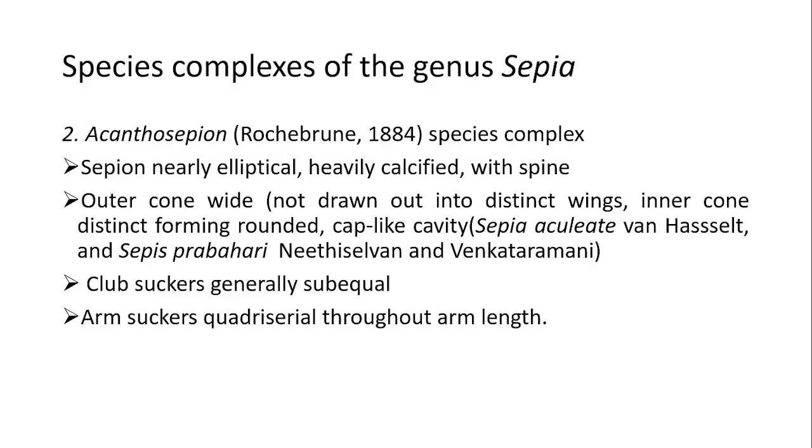Next, we move to the next complex, an important complex in Indian marine waters, the Acanthosepion complex, which was discovered by Rochebrune in 1884. The sepium is nearly elliptical, heavily calcified with a spine. The outer cone is very wide, not drawn into distinct wings, and the inner cone is distinctly formed and round, with a cup-like cavity. Sepia aculeata Van Hasselt, Sepia prashadi, and Sepia elliptica are examples. The club is generally present in a sub-equal region. The arm suckers are quadriserial throughout the arm length.